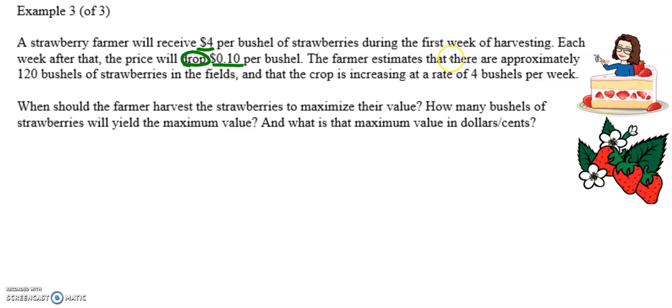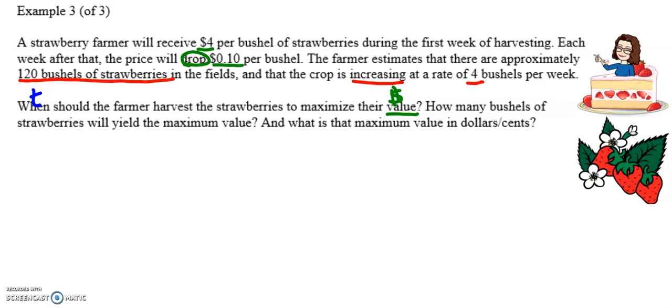The farmer estimates that there are approximately 120 bushels of strawberries currently in the fields and that the crop is increasing, so we should think positive slope, at a rate of 4 bushels per week. When should the farmer harvest the strawberries? So we are looking for a time, T, to maximize their value. So we're trying to maximize some money happening. How many bushels of strawberries will yield the maximum value, and what is the maximum value in dollars and cents?